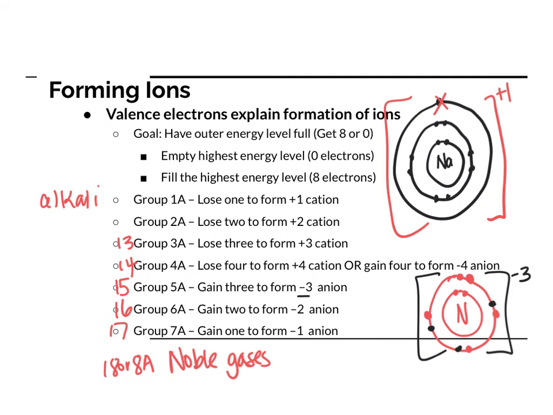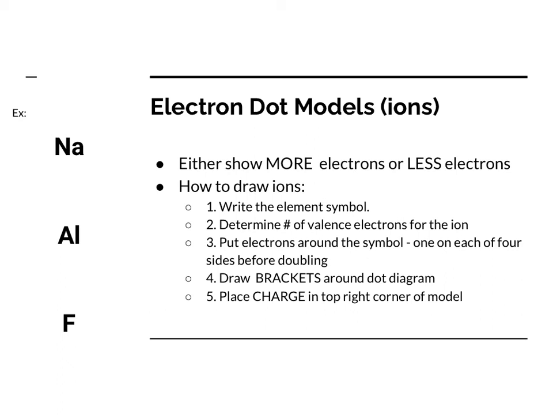For groups 5 through 7, they're going to gain electrons because that is going to be the easiest way or the lowest energy way to become happy or to become stable. Okay, so when we're drawing the dot diagrams for ions, it's going to be very similar to the way that we do it for neutral atoms, but we need to either show more or less electrons depending on if it's going to be an anion or a cation.